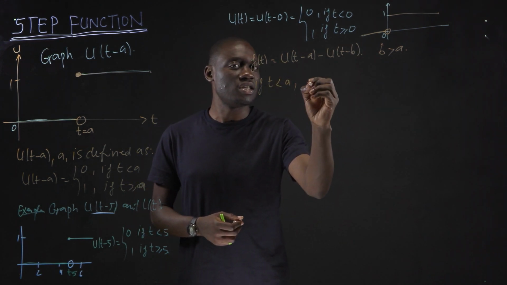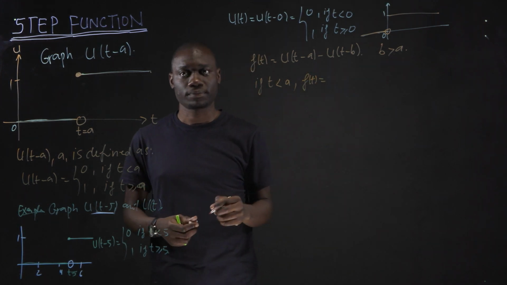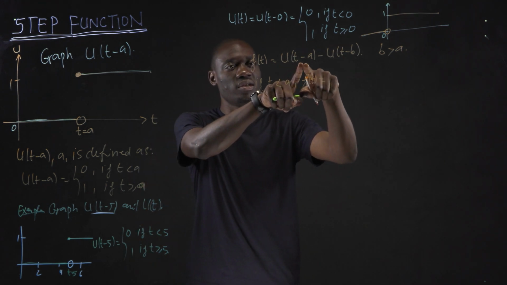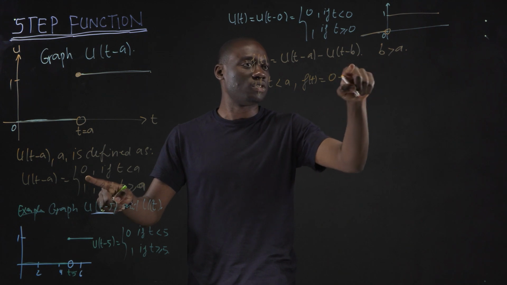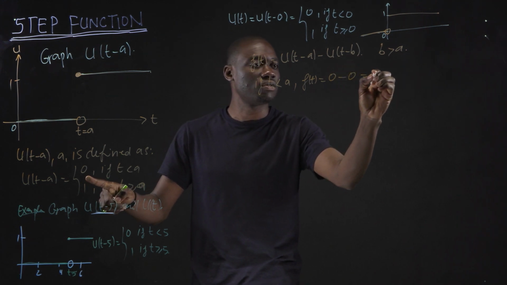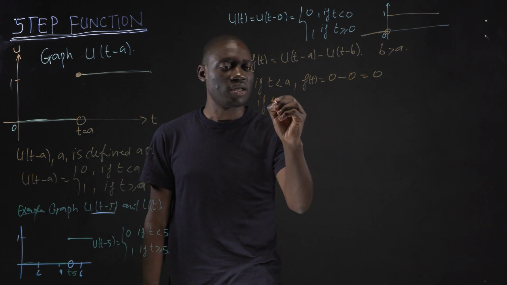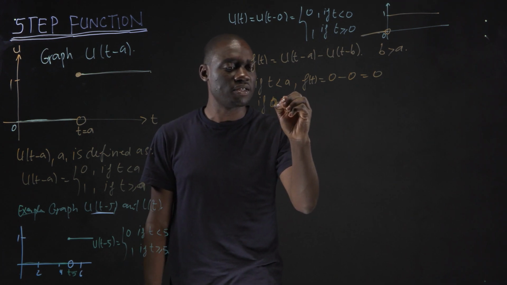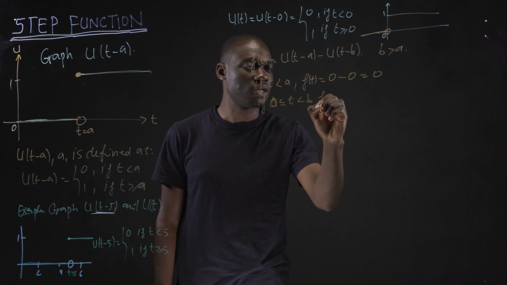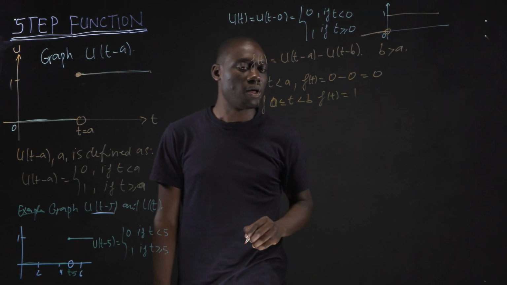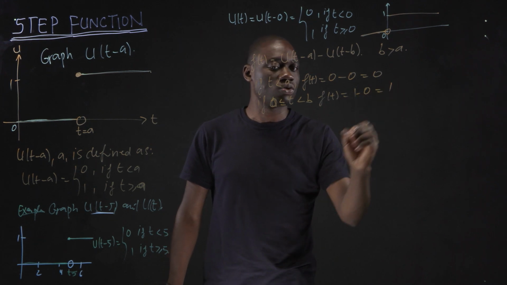If t is less than a, we have that f(t) equals to, according to the definition, 0, and by default this also will be 0 because b is greater than a, 0 minus 0. If a is less than or equal to t, and t is less than b, I have that f(t) equals to 1. According to the definition here, it is 1 minus 0 equals to 1.